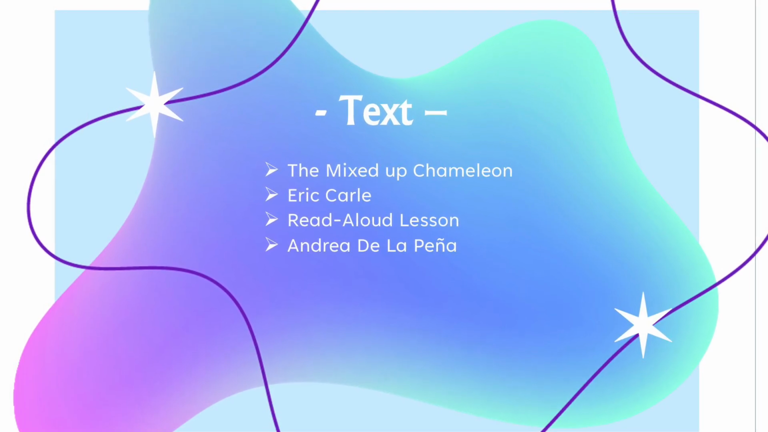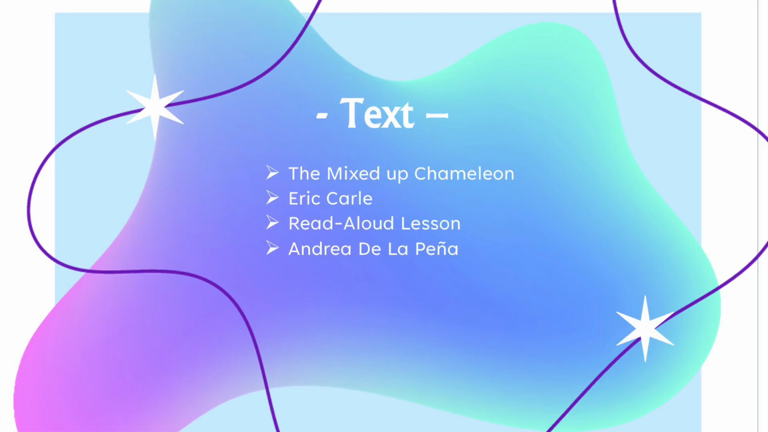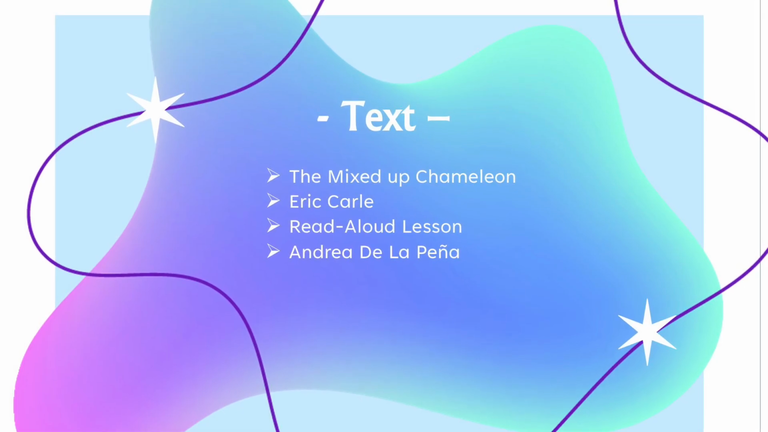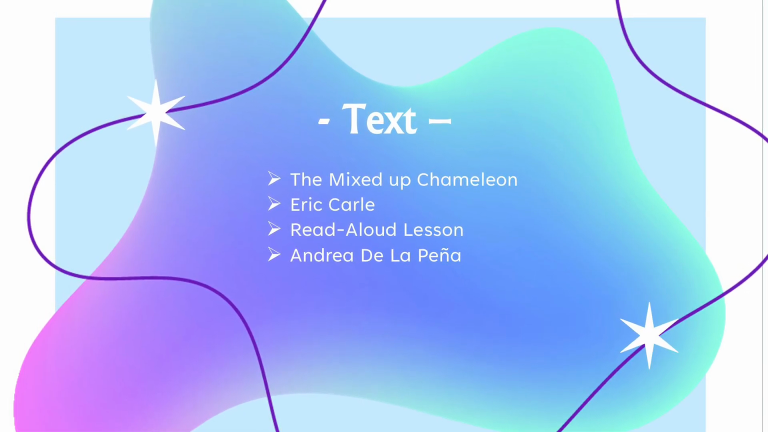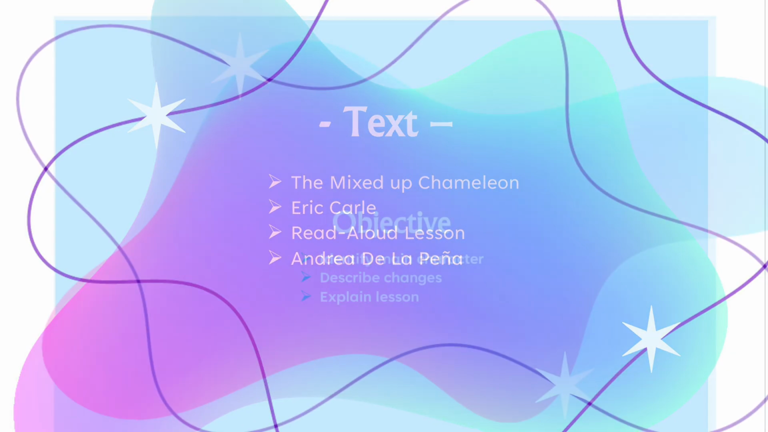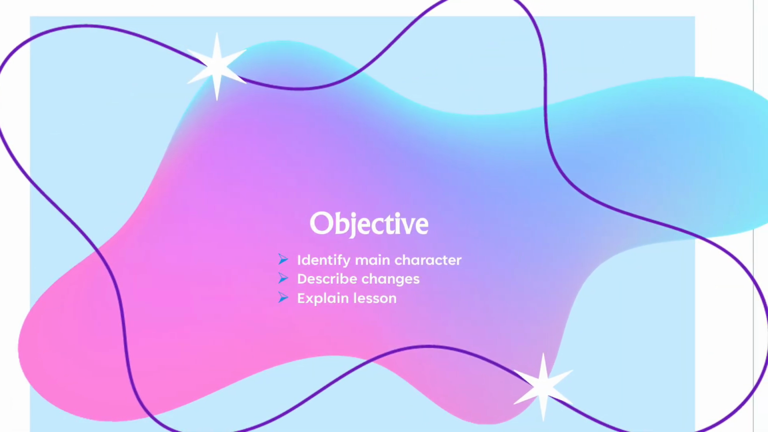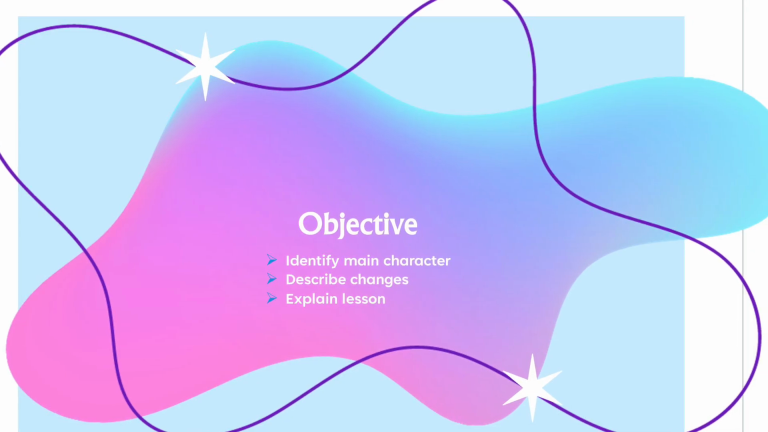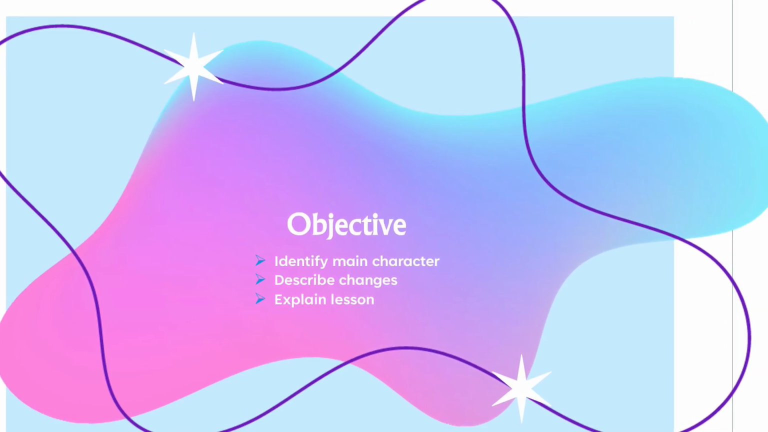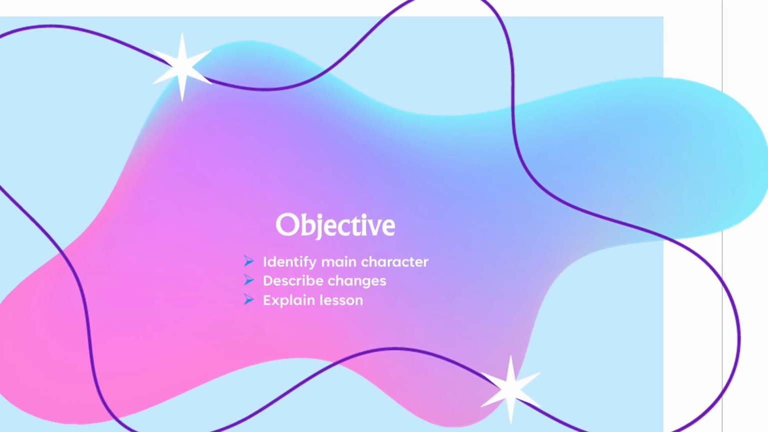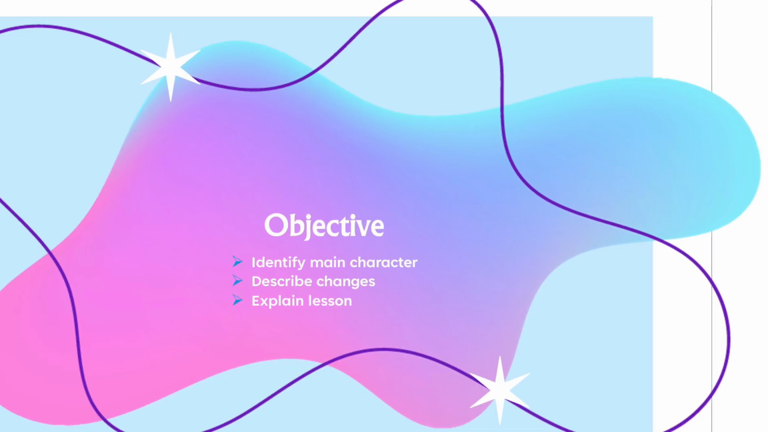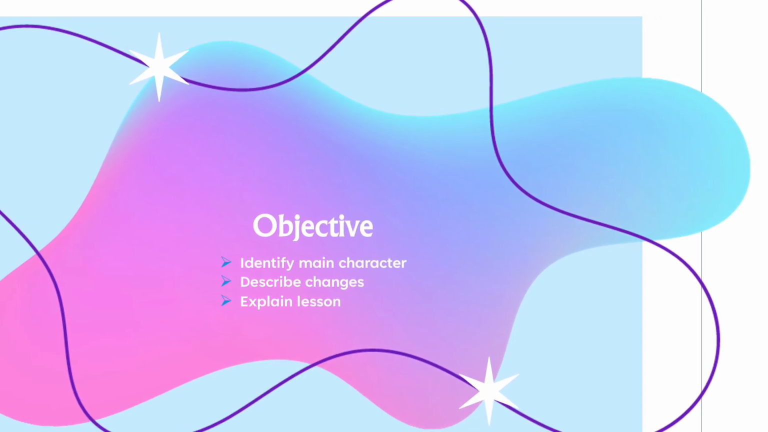Carle. This lesson focuses on comprehension, vocabulary, and helping students understand the importance of being themselves. By the end of this lesson, students will be able to identify the main character, describe how the character changes throughout the story, and explain the lesson learned. Students will also participate in discussion and make connections to the story.